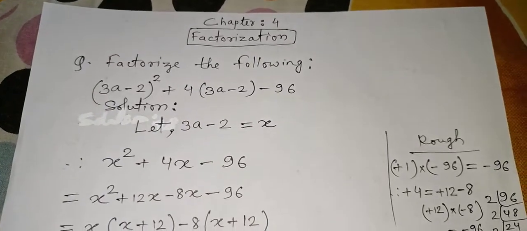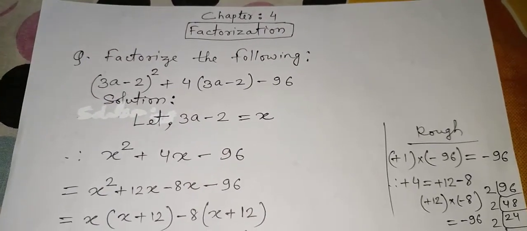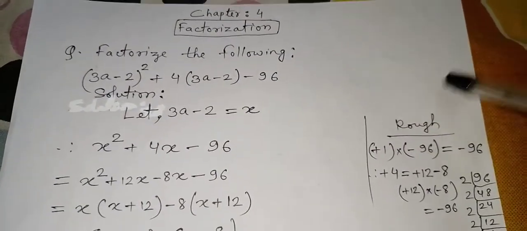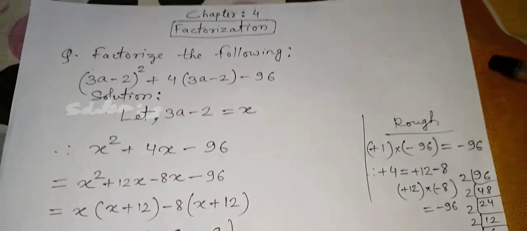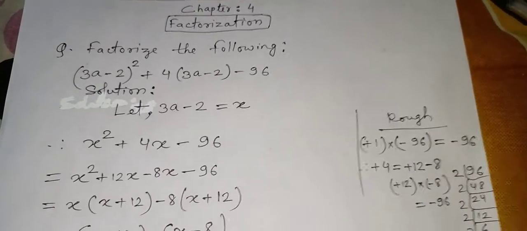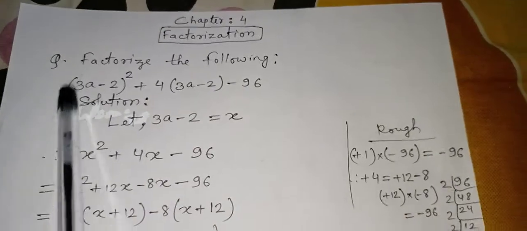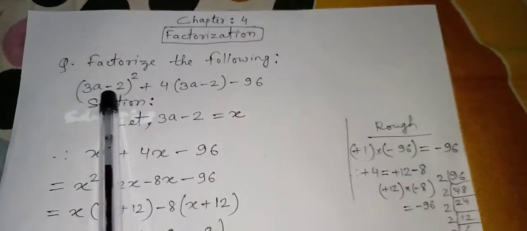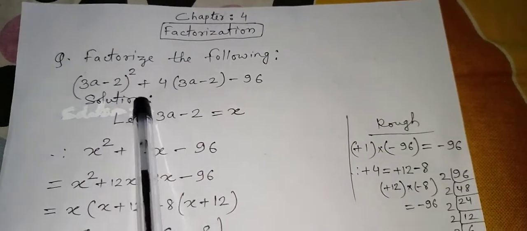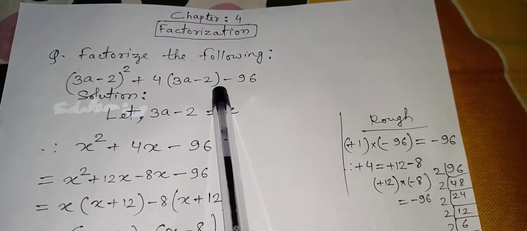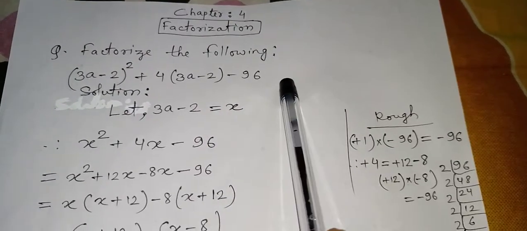Class 9 children, today we will learn some more questions from the chapter factorization. Yesterday we did middle term splitting, so some more important questions we will do from that segment. The question is: factorize the following, (3a minus 2) whole square plus 4 bracket opens 3a minus 2 bracket closed minus 96.